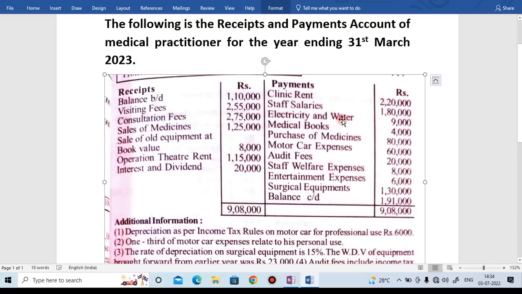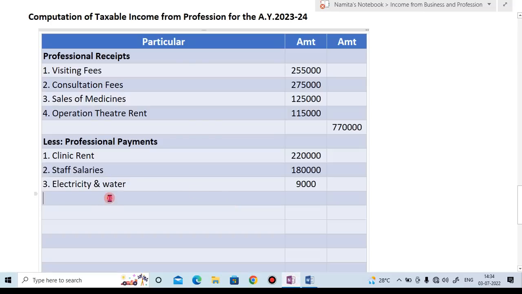After electricity and water, next is medical book. The word itself says that medical book is related to professional payment and to the medical field. So medical book is rupees 4,000. So it is professional payment for hospital. Medical books 4,000.